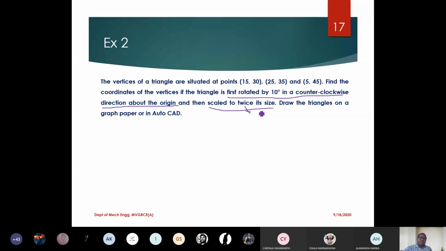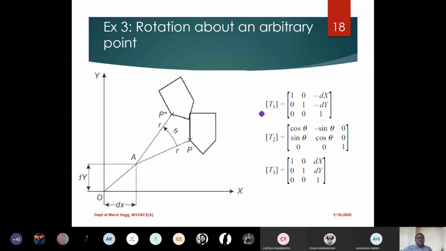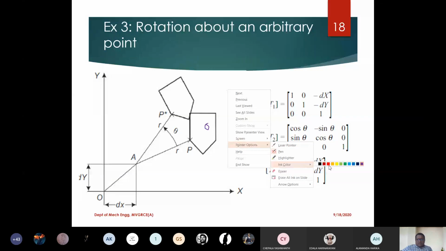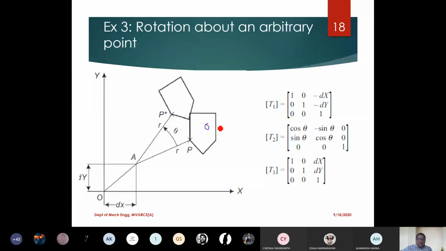And similarly, look at here, the third example, rotating an object. This is the original object, right? Your requirement, let us say, is to rotate this object about an arbitrary point. Now, can you please tell me, does this rotation come under fundamental transformation? Does this operation belong to any one of the fundamental transformations? Can we use any one single transformation matrix?